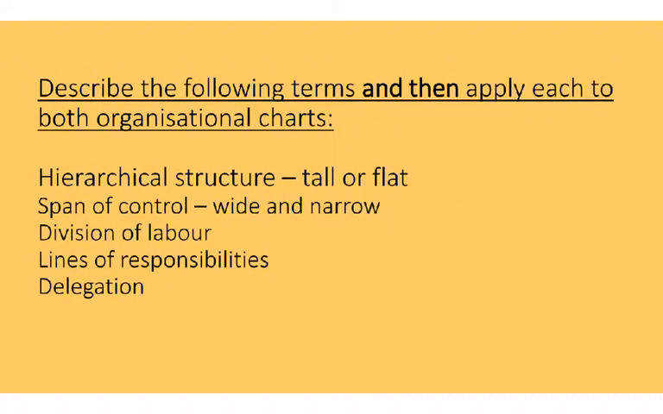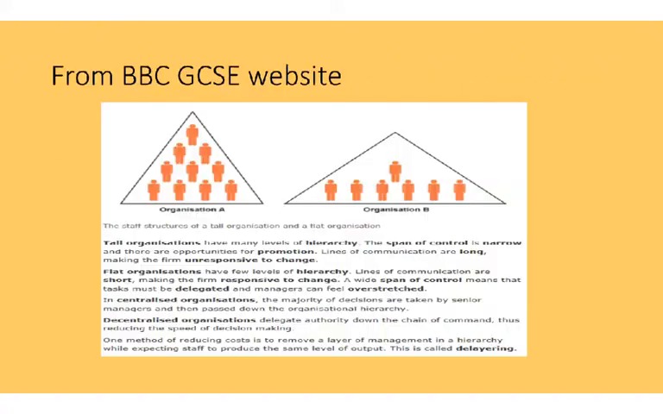So we need to describe the following terms then and apply each to both organisation charts. So we need to look at hierarchical structure, tall and flat, span of control, wide and narrow, division of labour, lines of responsibilities and delegation. So this is taken from the BBC GCSE website. This shows you the difference between a tall and a flat organisation structure. You can either pause the video or go onto the BBC GCSE website, to do some further reading and help you with your definition so that you understand this whilst putting it into your work and explaining which one Tesco is and which one Oldham Council is and why.